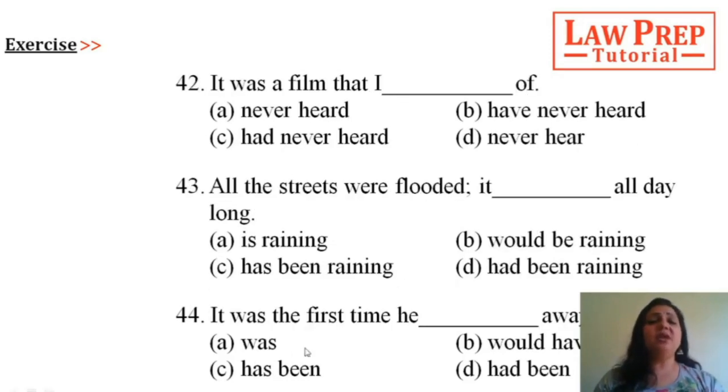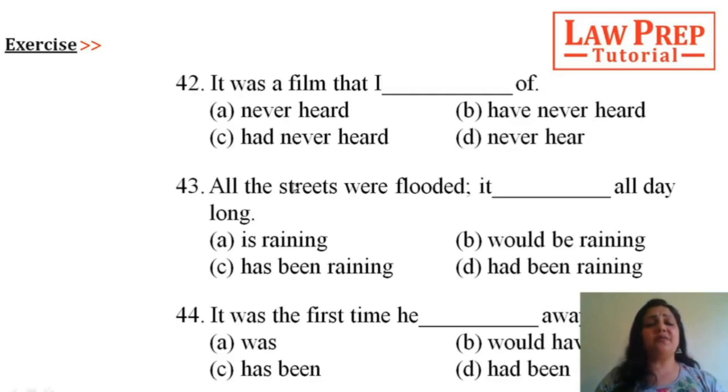Next question. It was a film that I have never heard of. I'm using a simple past with present perfect when I use both these cases. It was a film that I have never heard of. I'm directly using the answer, present perfect tense.